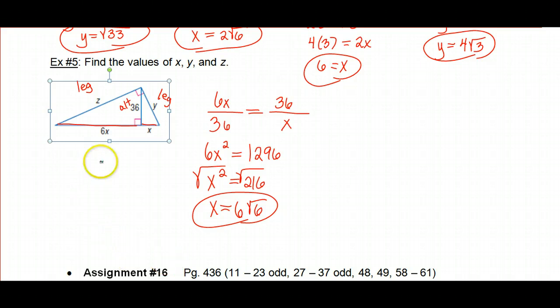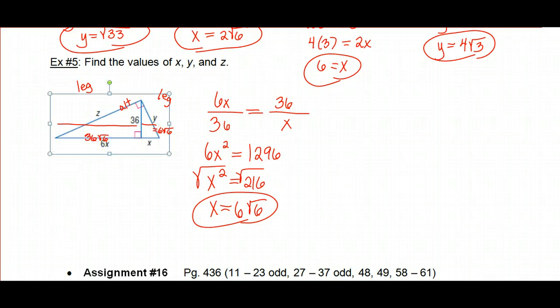So now that we know x is equal to 6 root 6, and then this other segment, what would this one be? 36 root 6. It's okay, we still know what it is. So now I can solve for y, or I can solve for z. You do both. Okay, well, you want to do y? Now let's go, x, y.